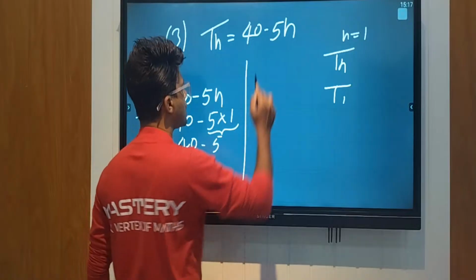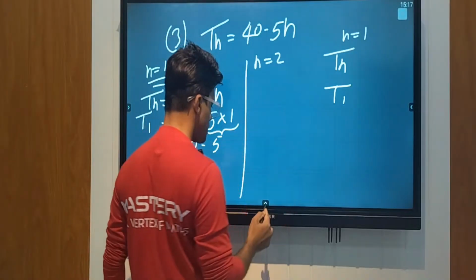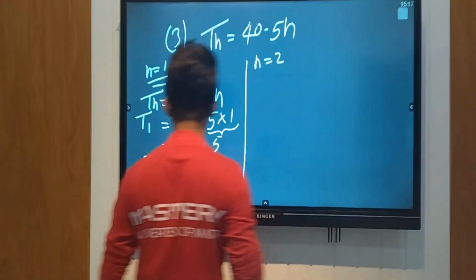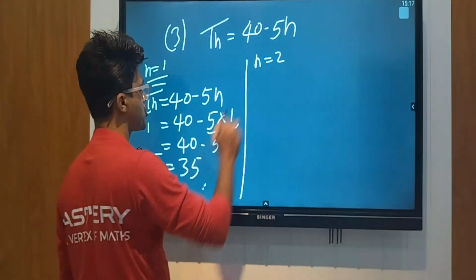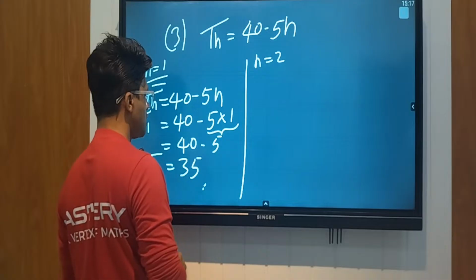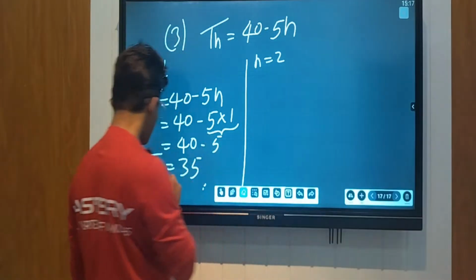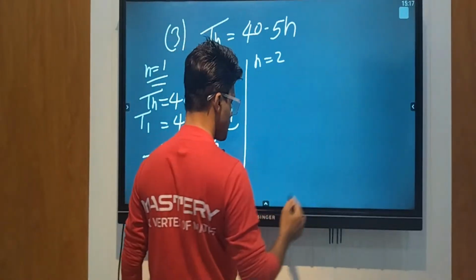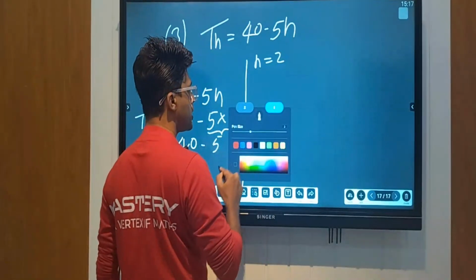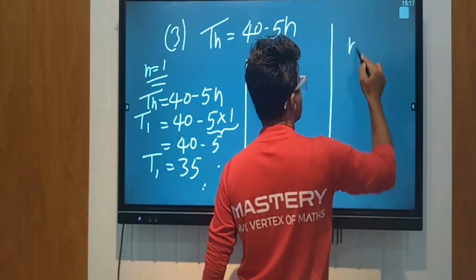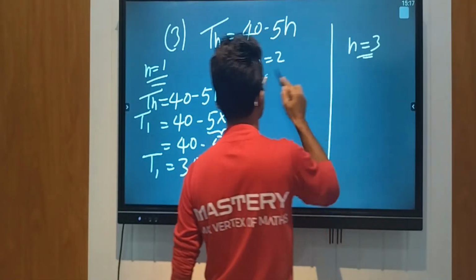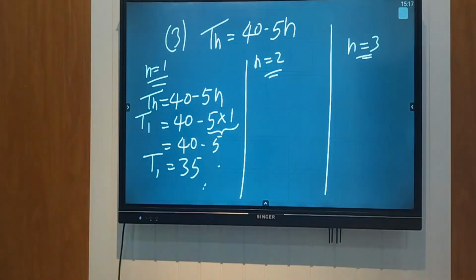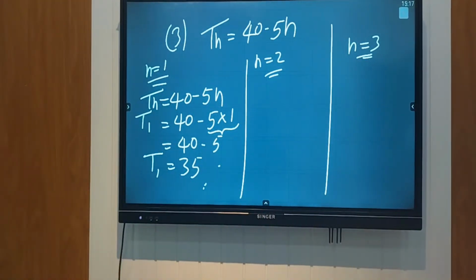Likewise, you could get the second term and the third term as well. Substituting n equals 2 here. T1 means the first term. The second term and the third term should be found. Just take a few seconds, please.